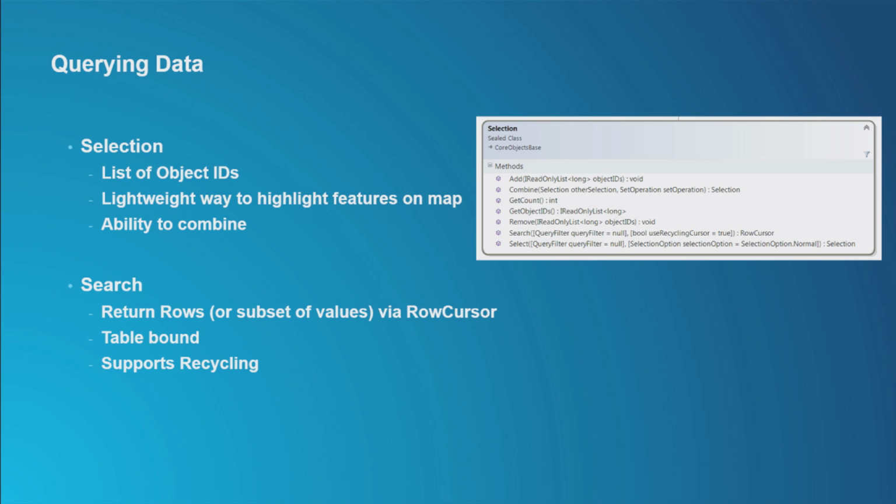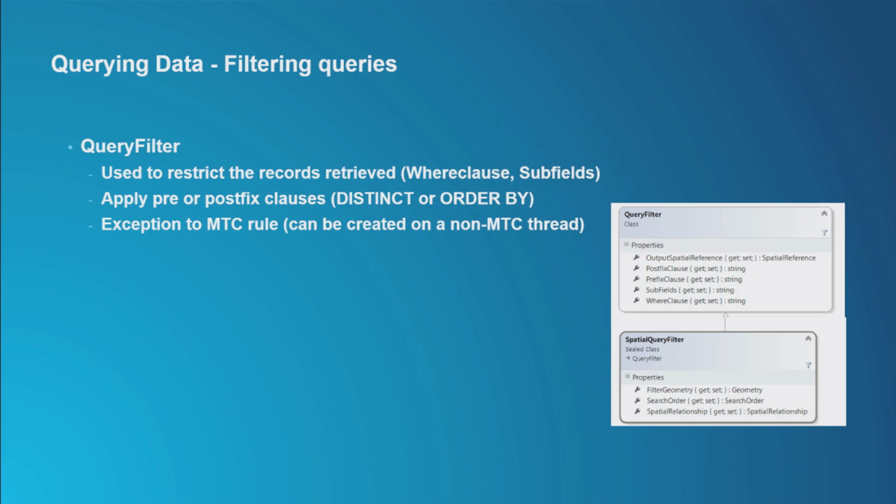And this style of cursor is table bound, meaning those rows know what table they came from. Our search cursor supports recycling as well. So how do we limit the number of rows that come back? We do that through a query filter. Each of those select and search operations accept a query filter as a way to minimize the rows that come back. We can set the where clause or restrict the number of fields that are populated when they're returned via subfields. They also support the idea of pre- and postfix clauses, distinct or order bys, for example.